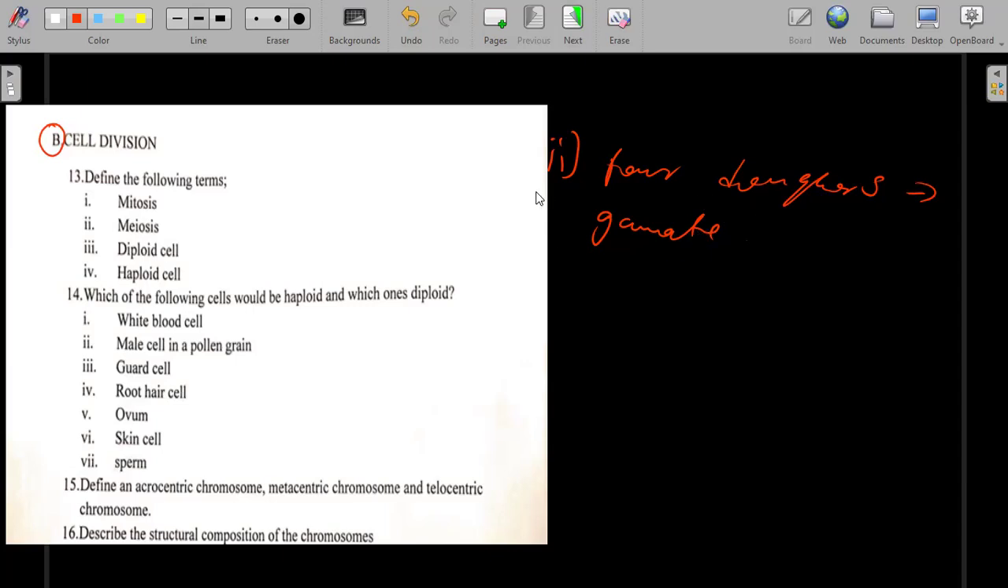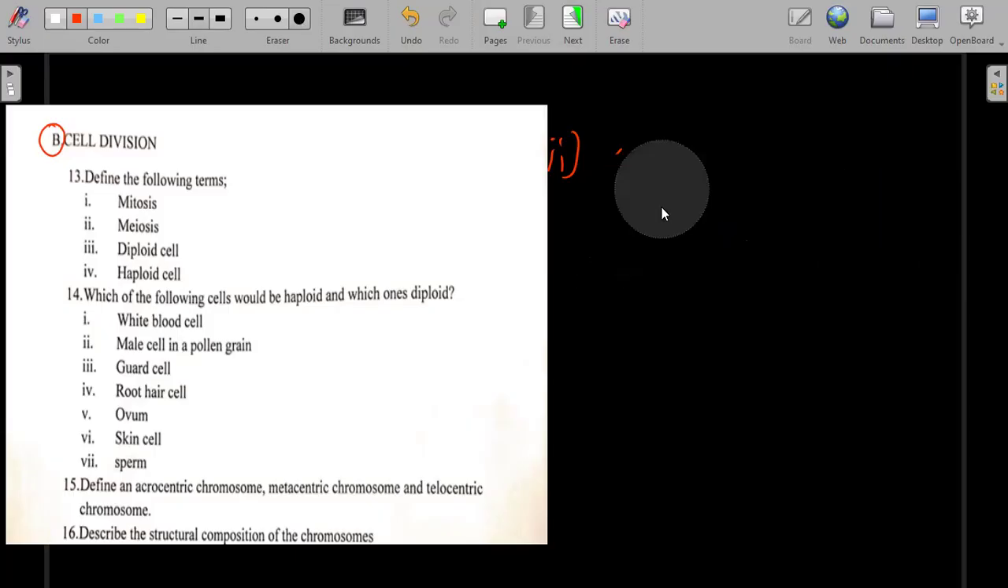Okay, so in terms of meiosis, the definition there is going to be the type of cell division that produces 4 daughter cells, and these 4 daughter cells each have half the number of chromosomes as that of the parent cell. And this type of division is a type of division which will happen in the gametes.